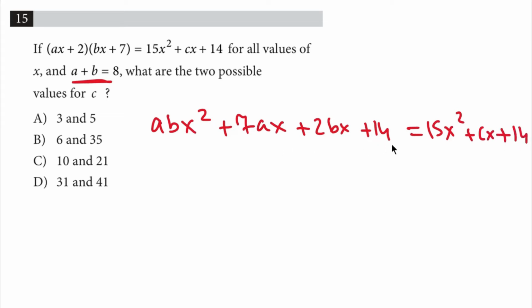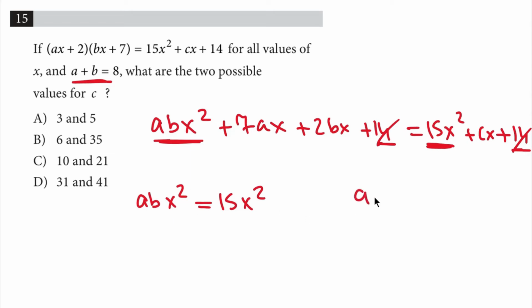Guys, right here we see that 14 is equal to 14. Yeah, that's correct. Now abx squared is equal to 15x squared because these are the only things, right, with a multiple of x squared. So abx squared is equal to 15x squared. Therefore, guys, we can understand that a multiplied by b is equal to 15, okay? And I did that by dividing both sides by x squared, which disappeared, and ab is equal to 15. So let's write it right here.